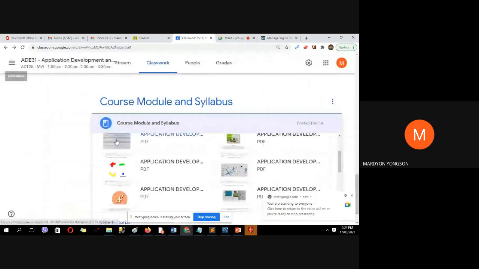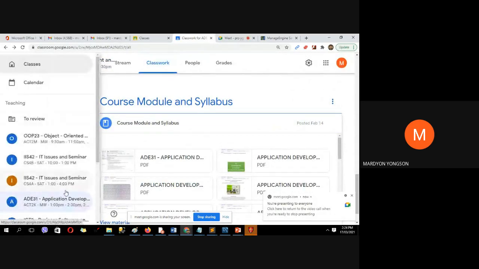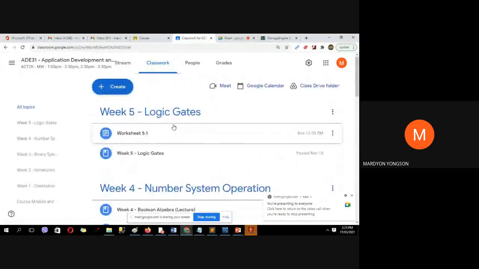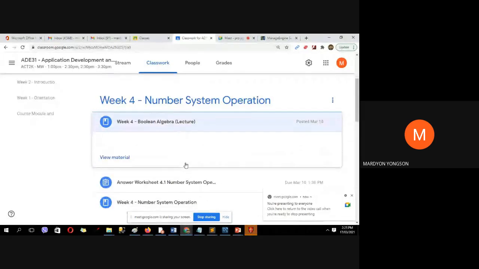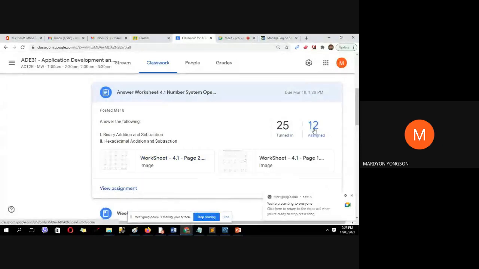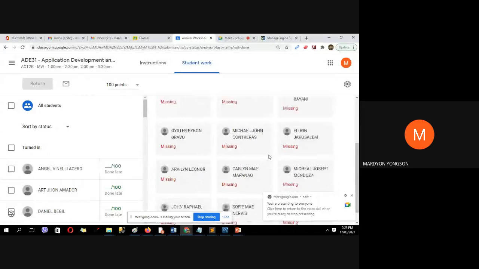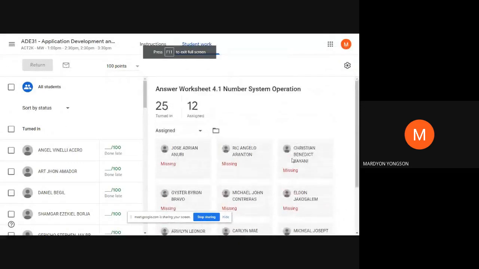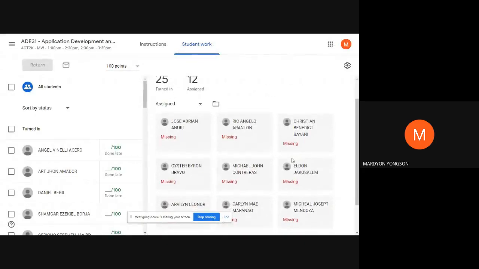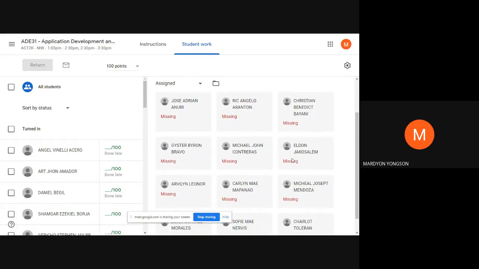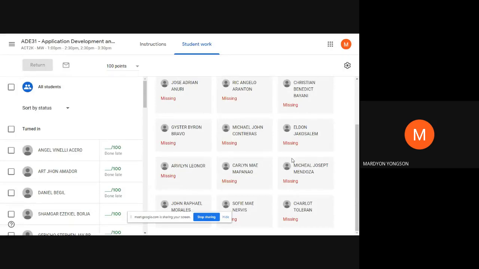As a reminder, for those who have not yet turned in their last laboratory activity, for week 4, there are still 12 who have not turned in or submitted. They are Jose Adrian, Rica Angelo, Christian Benedict, Sir Byron, Michael John, Eldon, Arvelin, Carlin May, Michael Joseph Mendoza, John Rafael Morales, Sophie May, and Charlotte Tolerad.